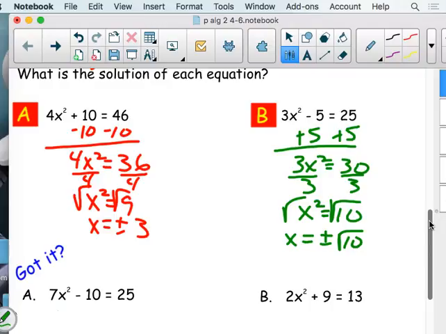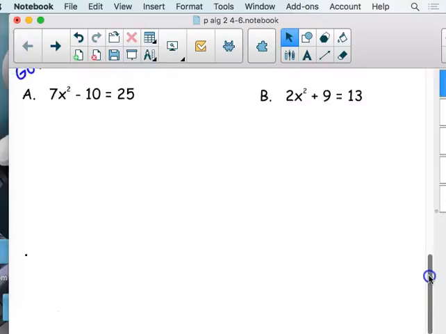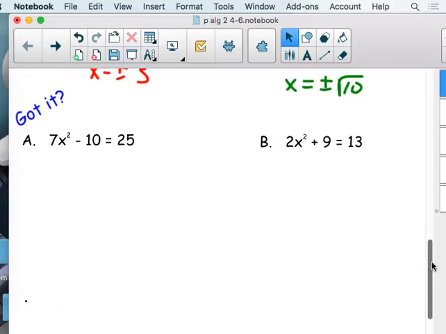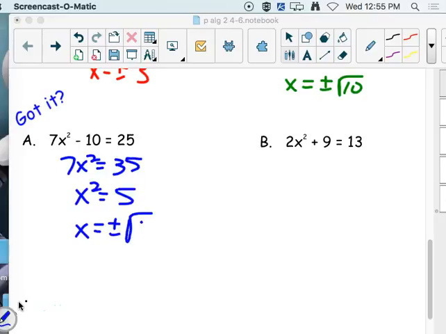So there it is. And since lots of you have already done these two, why don't you go ahead and finish them up and then check it with the chicken wing elbow partner. Make sure the person next to you is getting the same thing. There were just a couple of people that maybe did a little bit of math wrong. You know, you add the 10 to both sides, divide by 7, take the square roots, and you have to remember the plus or minus.